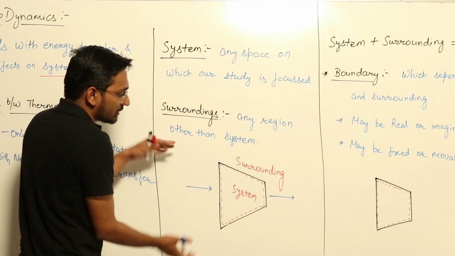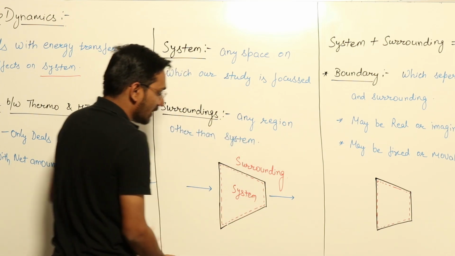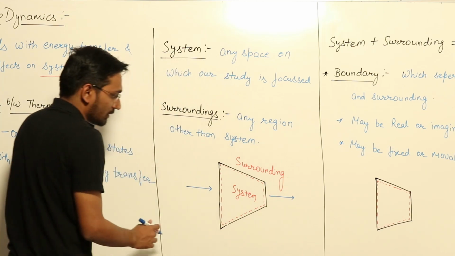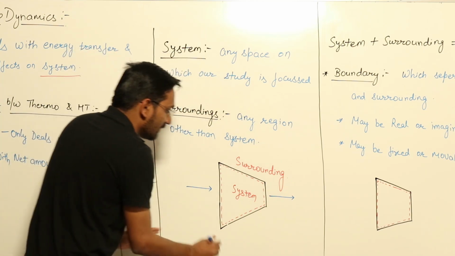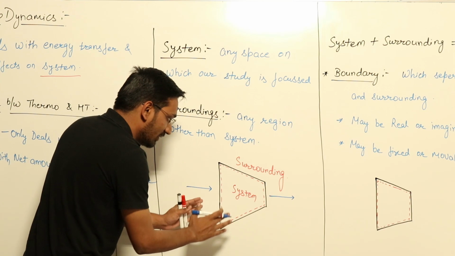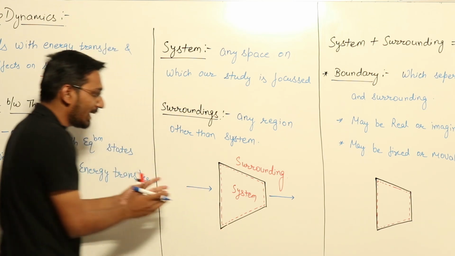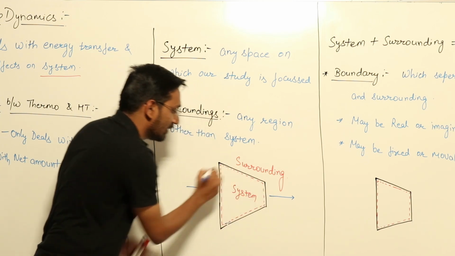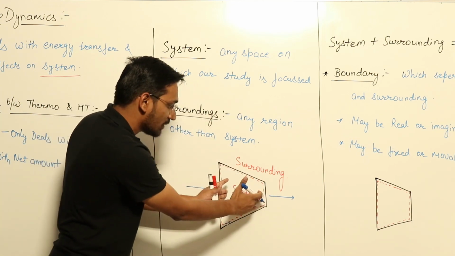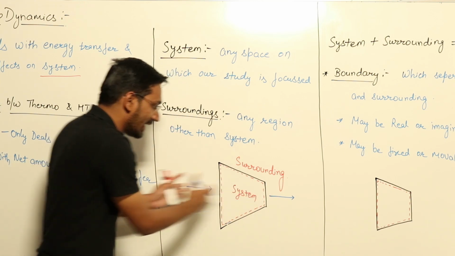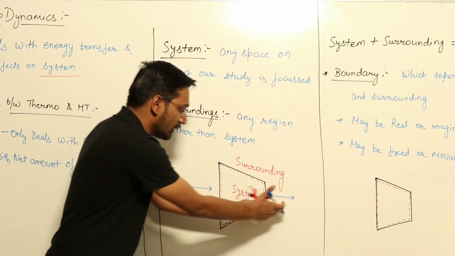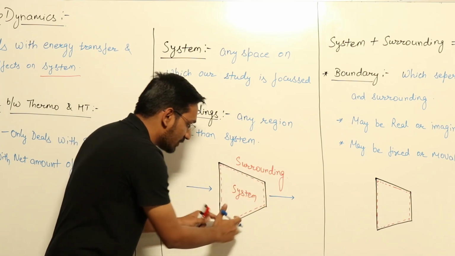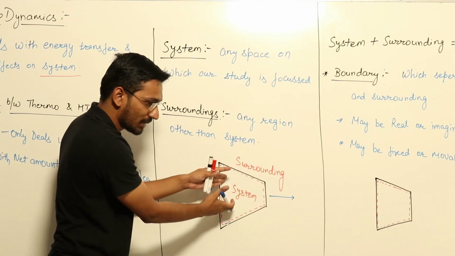So this is a nozzle, or some converging portion, where gas comes in here and goes out here. If I am interested in doing my thermodynamic study only with this region, this dotted line region, and I don't want to focus my study on anything other than this region, then the region on which my study is focused is known as the system.